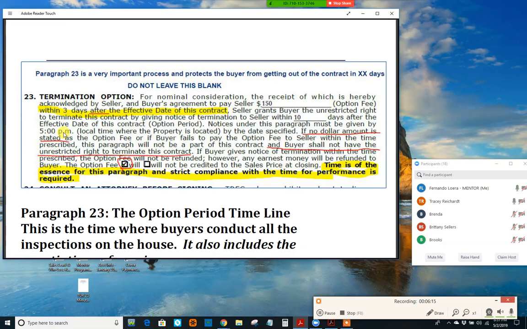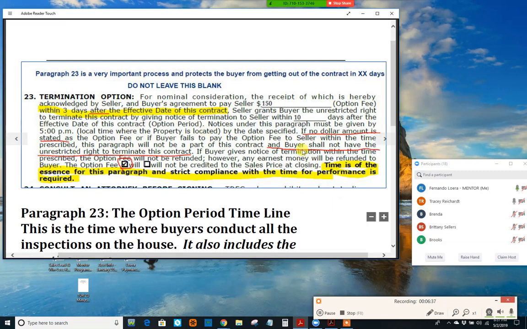Okay, and if you're wondering what 5 p.m. are they talking about, here it says local time where the property is located. Okay, it's not where you're located or the seller's located. If the seller's located in California, no, we're talking about the property itself.